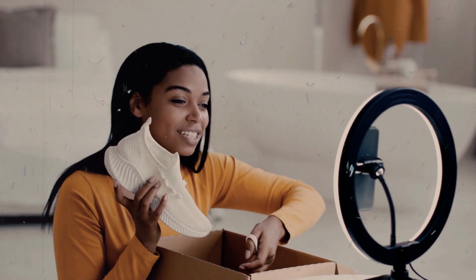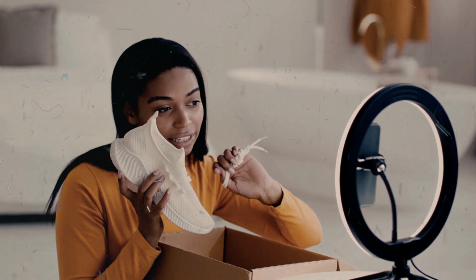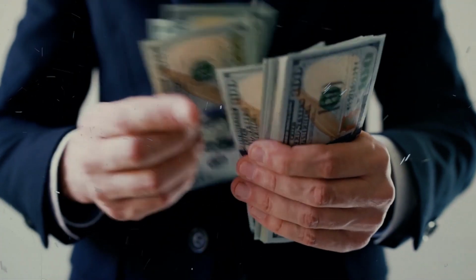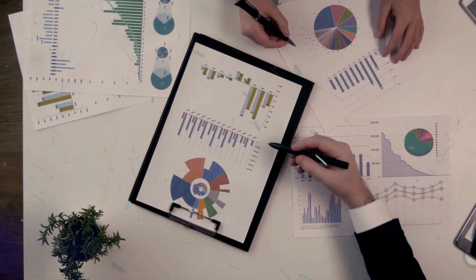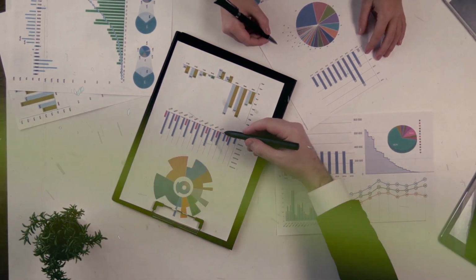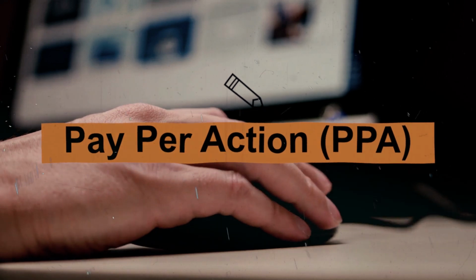If you promote a pair of sneakers on your blog and a reader clicks on your link and buys them, you'll earn a percentage of that sale. Commissions can be substantial, especially for high-ticket items. Some programs offer up to 50% or more of the product's price as commission. Pay per action, or PPA.